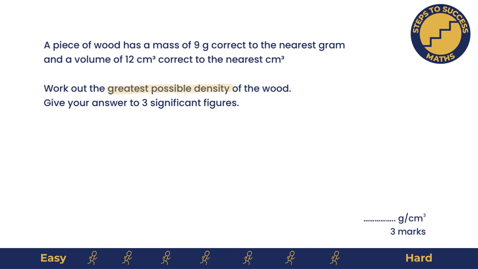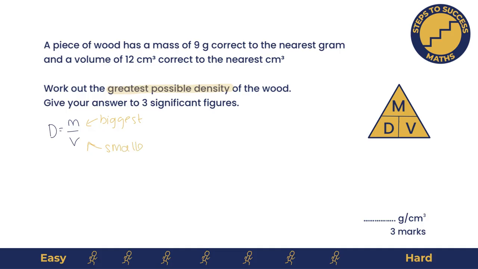Okay, so you need to know what density is. And I've popped the little triangle here just to help you remember it. Density is mass divided by volume. Now you're dividing, and you want to end up with the greatest possible answer. So when you have a fraction, to get the biggest answer you can, you want the biggest number you can get on the top of the fraction and the smallest number on the bottom. So we want the upper bound of mass and the lower bound of volume.